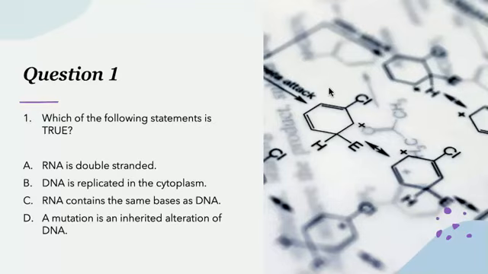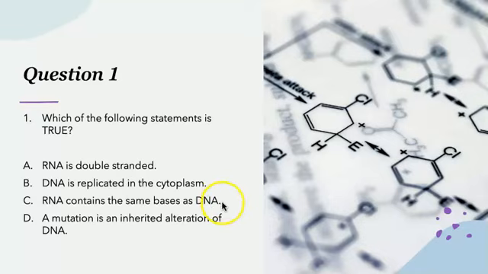So let's think about A. If we have RNA, we know that it is actually single-stranded. So this one is a false statement. B here, DNA is replicated in the cytoplasm. Now, our DNA lives in the nucleus, so it doesn't make sense that it would be replicated in the cytoplasm. We would want to do that in the nucleus. So false statement.